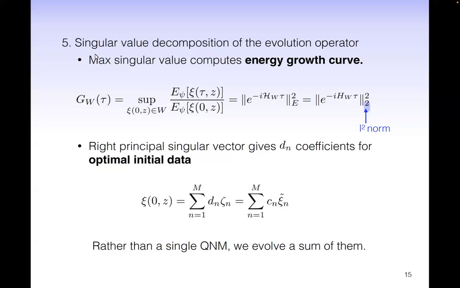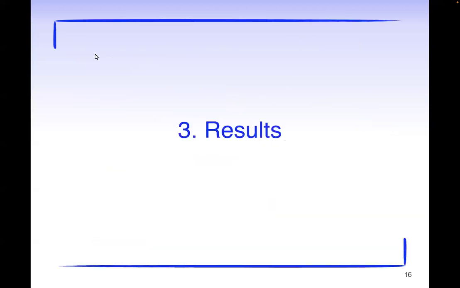But the point here is that the optimal initial data that we're dealing with are not a single quasinormal mode. It's a sum of quasinormal modes. And it's precisely this, the fact that it's a sum of quasinormal modes, and in the original basis those quasinormal modes are not orthogonal to each other, that gives rise to the phenomenon that we're interested in.